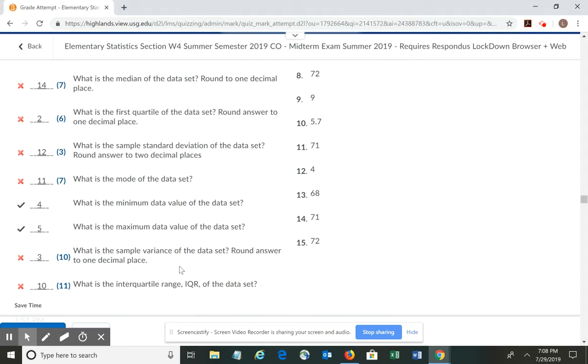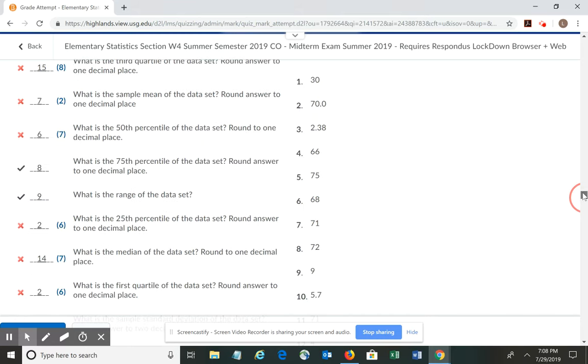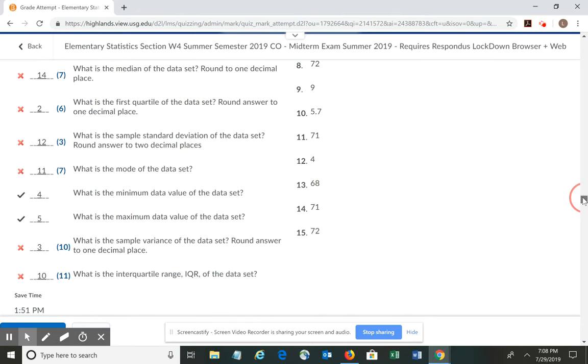Okay, so what is the sample variance? The sample variance, 2.38 squared, would be 5.7. That should be number 10. Let me double check. Yep, that should be number 10. So she did get that one wrong. And then the interquartile range, which is Q3 minus Q1. Q3 is 73 and Q1 is 70, so I got a value of 3. The interquartile range is wrong.